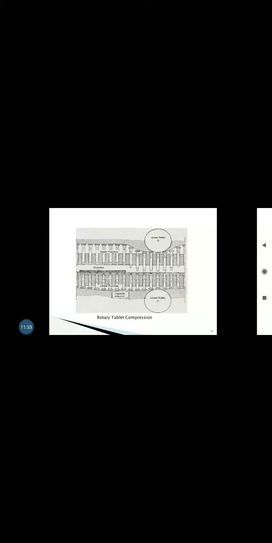So it can be concluded that by using proper excipients and a proper method, that is either direct compression, dry granulation, or wet granulation, and a proper compression machine, you can manufacture the desired tablet which is within the range of the various evaluation parameters that are desired.